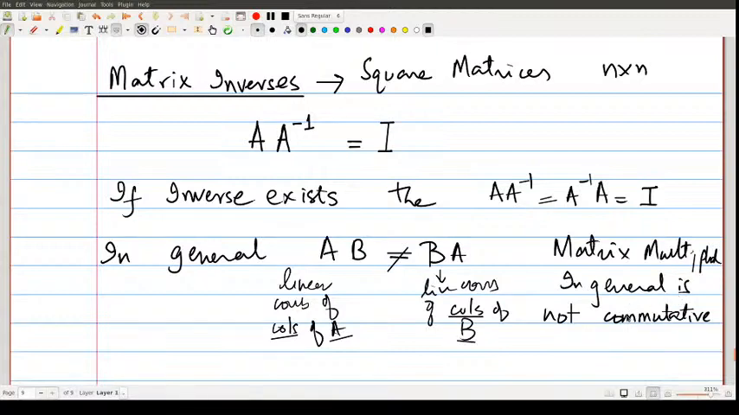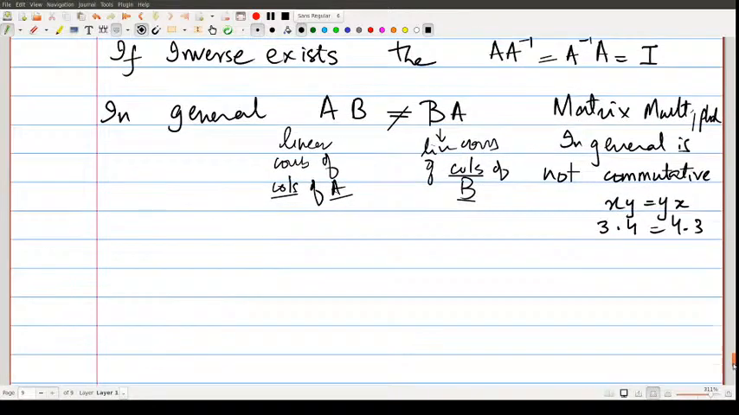Matrix multiplication is not commutative. The idea of commutative is, of course, that xy equals yx. That's the commutative property of real numbers: if I take 3 times 4 and I take 4 times 3, that's the same. But that's not true for matrix multiplication. So if you do A times B, that's not in general equal to B times A.